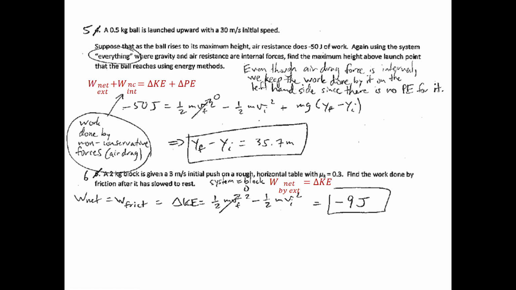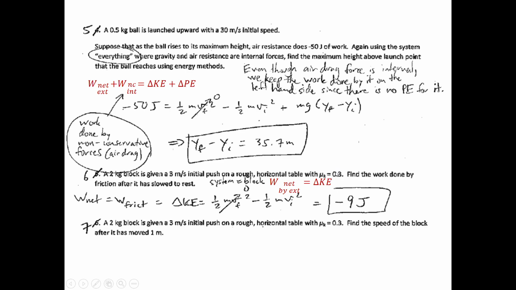It might have come to rest really, really slowly if we had a very small coefficient of kinetic friction. Or if we had a very rough table, high coefficient of kinetic friction, it might have come to rest really quickly. And the answer of how much work friction does would have been the same in either of those cases. So it doesn't really matter how quickly it comes to rest.